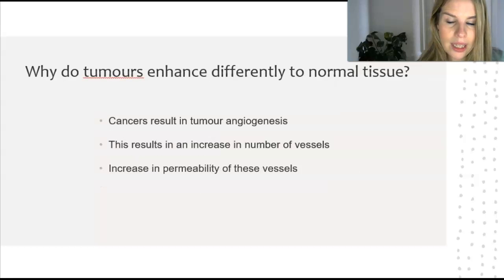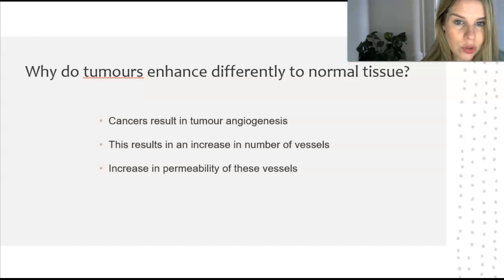The reason why tumours enhance differently to normal tissue is because when you have a cancer, the tumour results in angiogenesis, which basically means a physiological process happens where the tumour starts to create vessels. So you have more vessels than in normal healthy tissue.